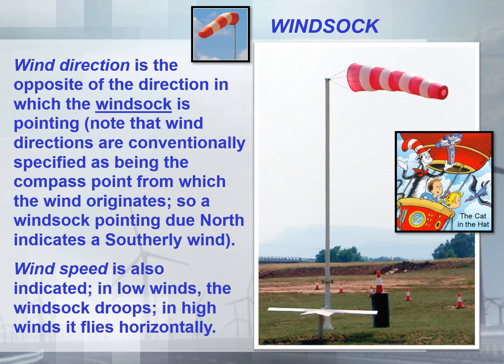And of course, also you can get an idea of how strong the wind is or how weak the wind is by the shape of the windsock. Yes, it looks like the Cat in the Hat's hat. Chances are that might be at an airport. You know, it's common to have weather instruments at airports. Those are just good places to put them.